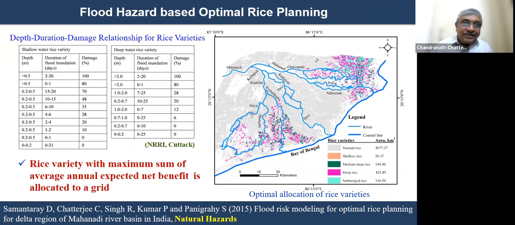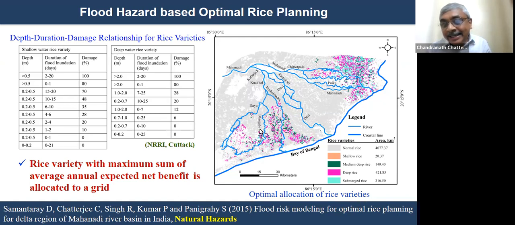Now, here we also went a step further to model and find out the flood hazard based optimal rice planning. Now, NRRI, that is National Rice Research Institute, have come up with different flood resistant varieties of rice to be used for the delta region of the Mahanadi Basin as well as for the delta region of Odisha. So they conducted many experiments on assessing the depth, duration, damage relationships of different rice varieties. These experiments were conducted over a period of 10, 15 years or even more. So we used this kind of data in our model to identify the rice varieties with maximum sum of average annual expected net benefit. So here, if you see, this is the optimal allocation of rice varieties.